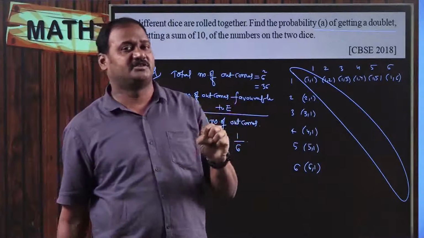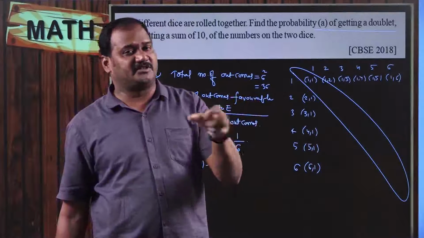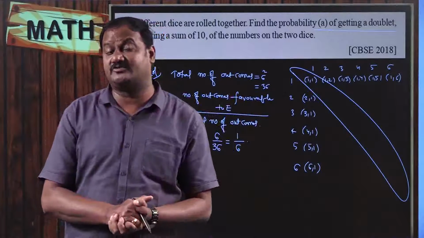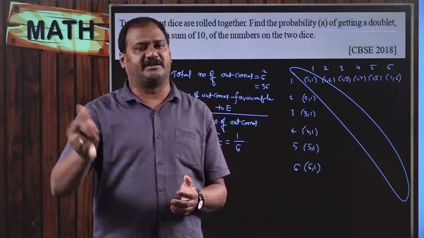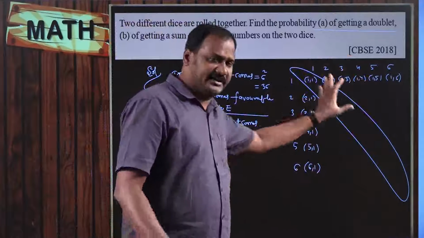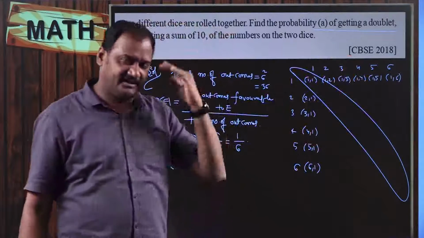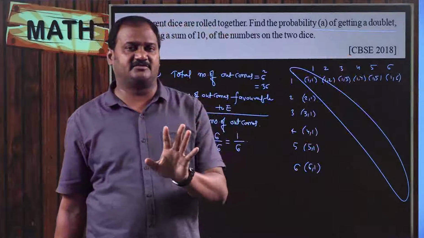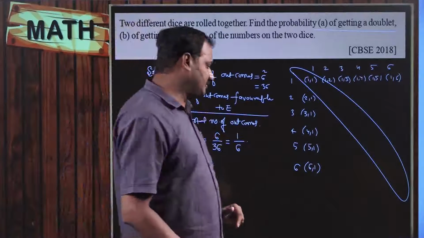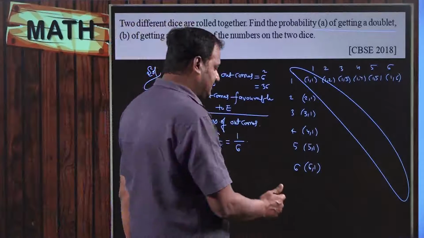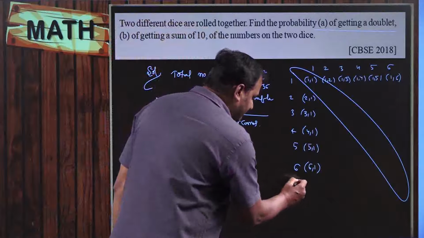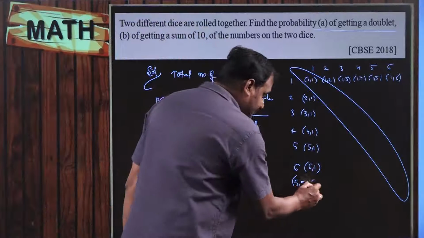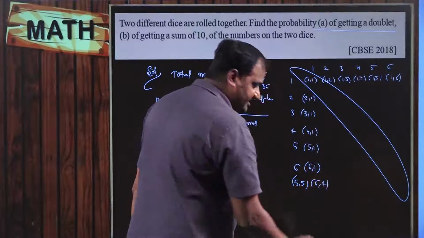Whatever the possibilities, when you consider those, if you want the sum to be equal to 10, what could be the possible numbers? Of course, you can observe from this table, but in general, when you think logically, sum equal to 10 means what? Most probably, I can understand that with 5 comma 5, the sum is going to be 10. And then 6 comma 4, the sum is going to be 10.